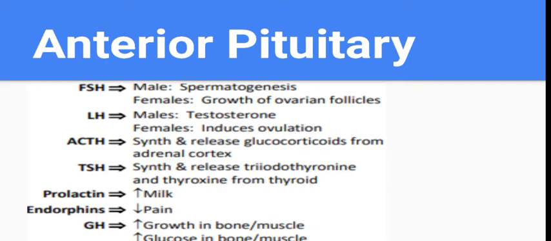ACTH synthesis and release of glucocorticoids from the adrenal cortex. TSH, this is like releasing the thyroid hormones from the thyroid, as I talked about before. So prolactin increases milk production. Endorphins decrease your pain. And growth hormone just makes you grow. Also increasing glucose.